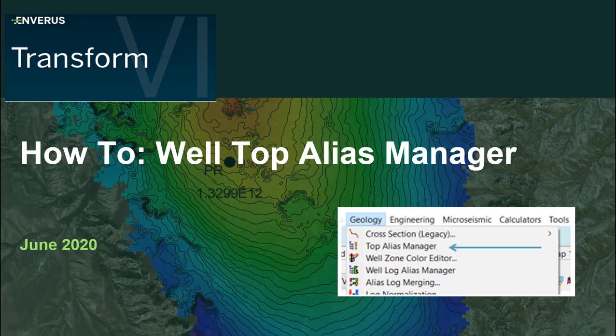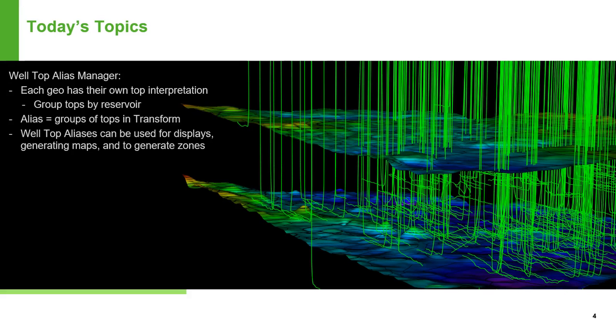There can be so many different picks for a top based on the geologist or the team working in the area. Some are focused on regional frameworks while others are doing detailed interpretation to plan a well. Users can group well tops of the same reservoir together in Transform through the Well Top Alias Manager. The groups of tops are referred to as a well top alias, and users can make multiple aliases per reservoir. They just need a different name.